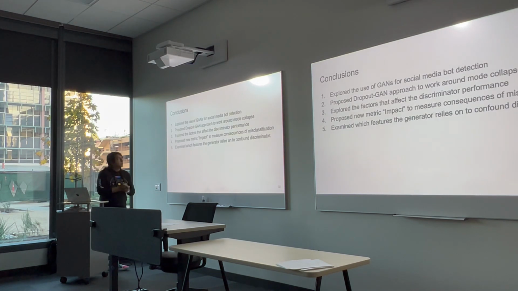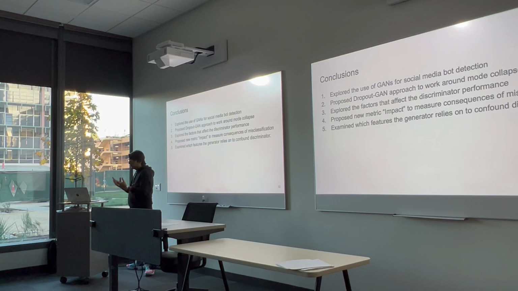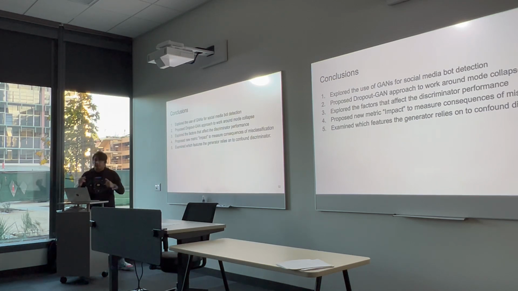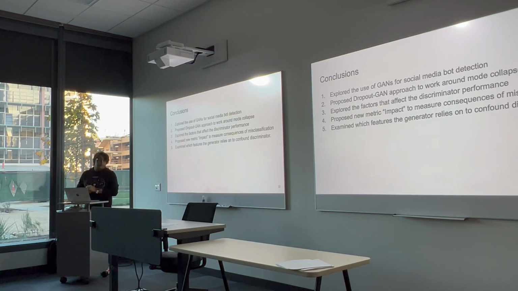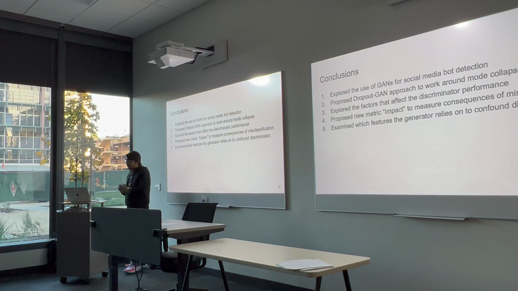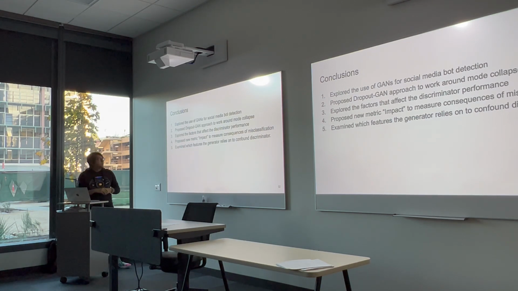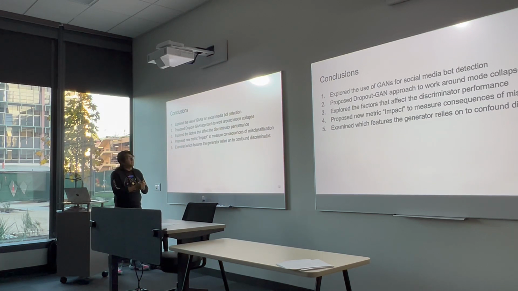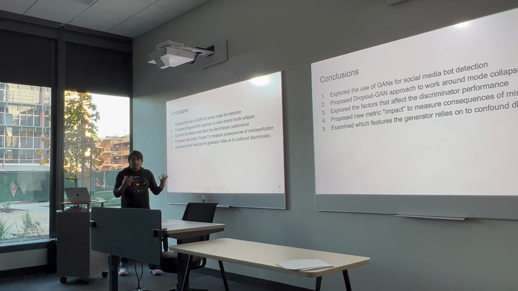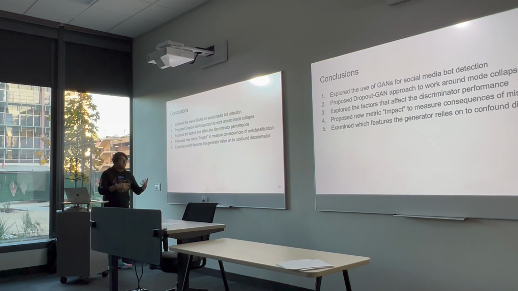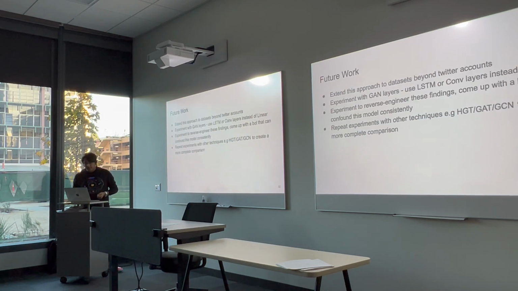Wrapping things up, the crux of this work was to do social media bot detection, in particular, how GANs can be used for that. We also looked at how a dropout GAN approach can work to prevent mode collapse from occurring. We explored a few other factors that affect the discriminator performance, like hyperparameter tuning. We proposed a new metric called impact to measure the consequences of misclassification, and we examined which features the generator actually relies on to confound the discriminator.